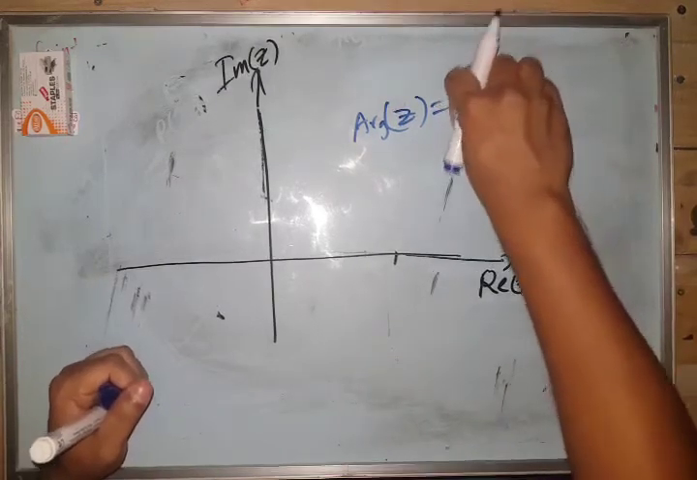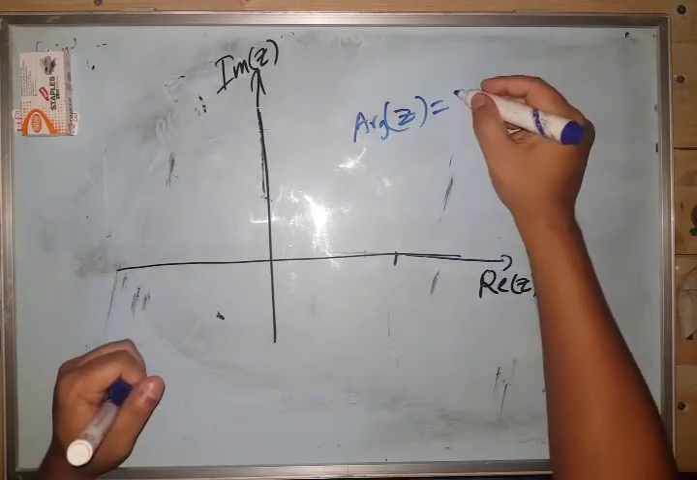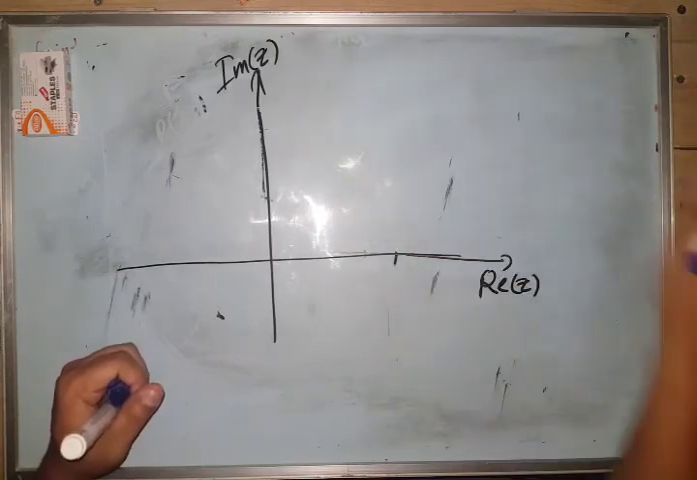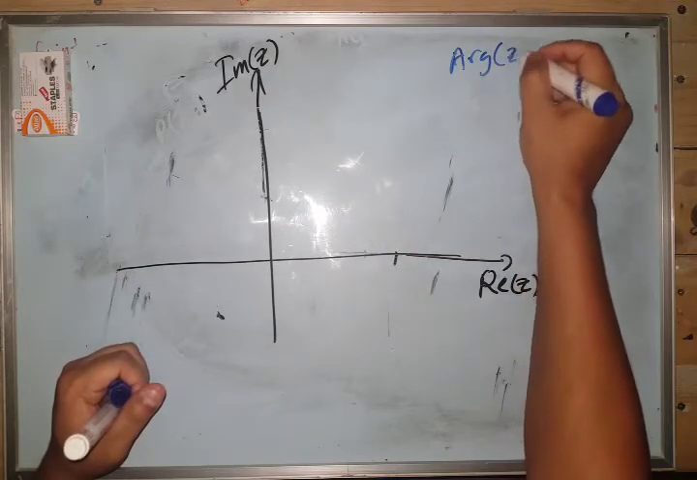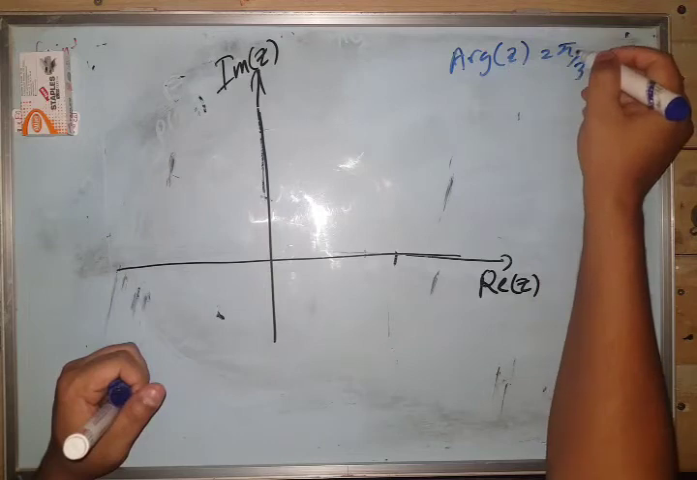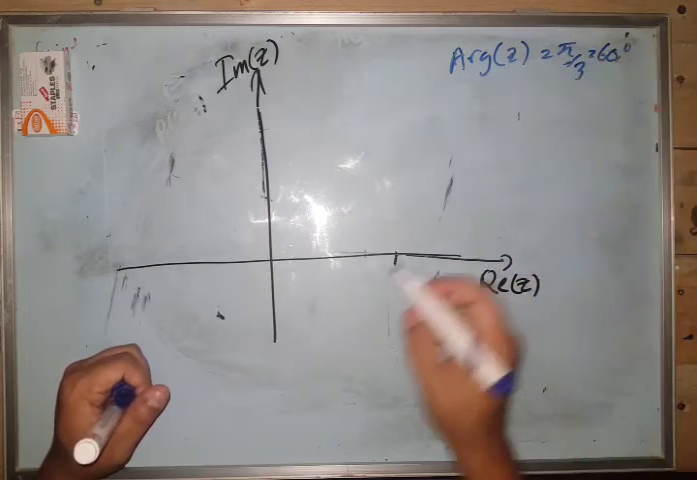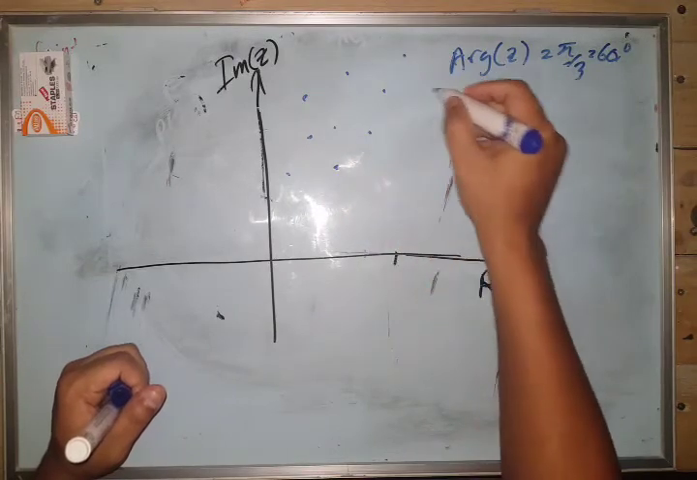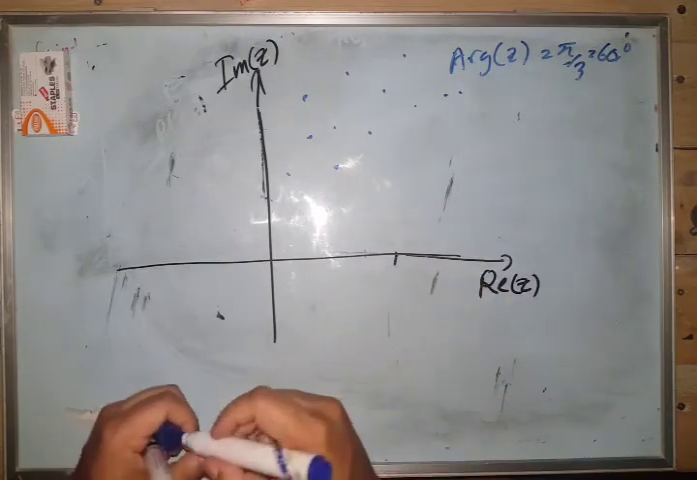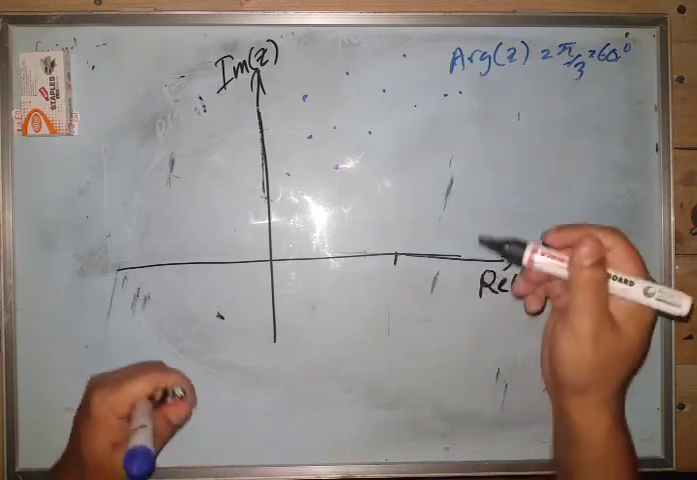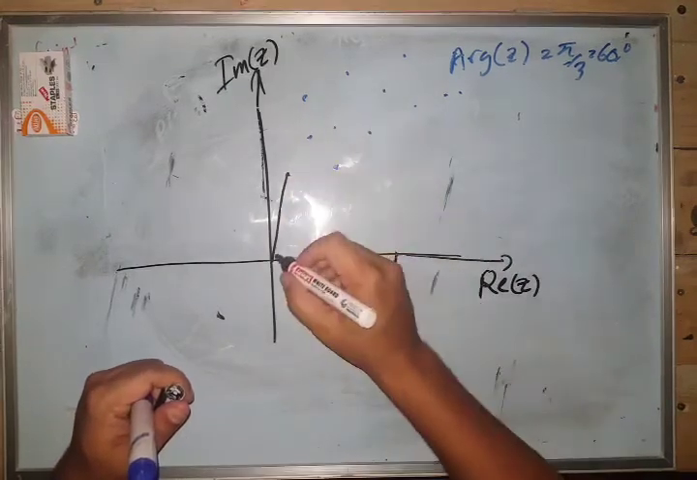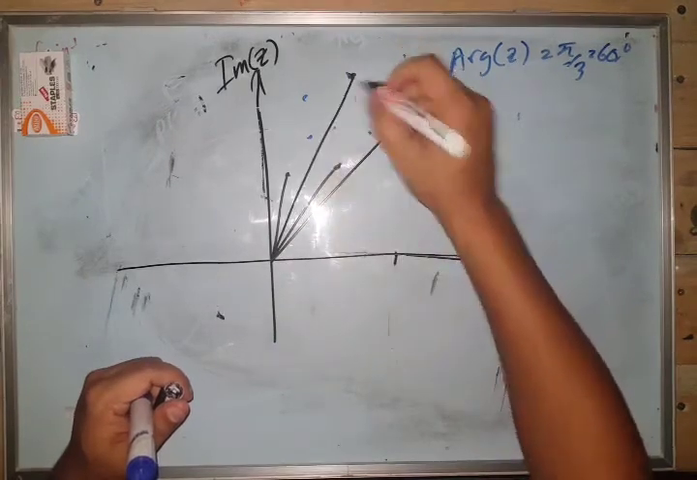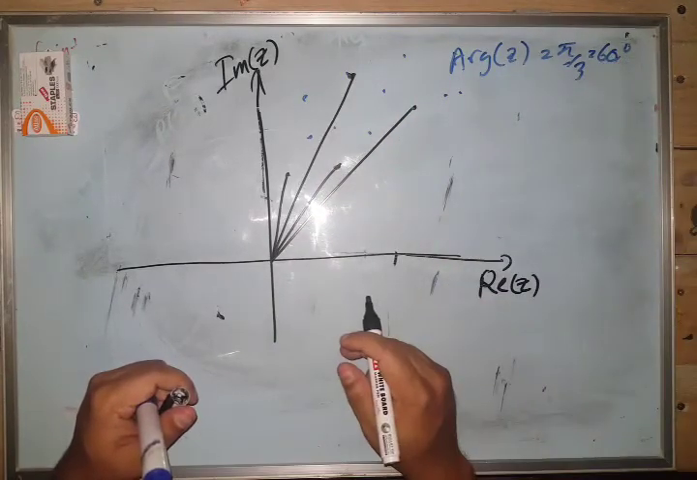So how do you go about finding it? For the sake of it, let's take an example. Let's say the argument is 5 by 3, 5 by 3 means 60 degrees. So you have to find any z, it doesn't matter what the modulus is. The only requirement is that the argument has to be equal to 60 degrees.